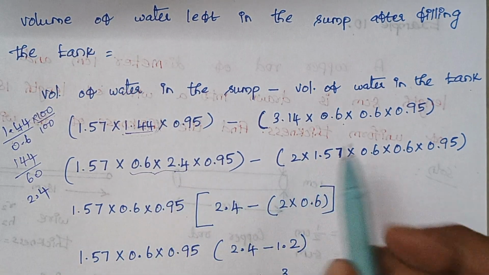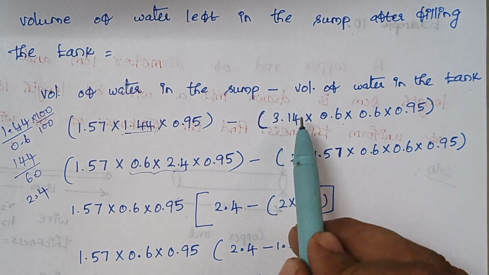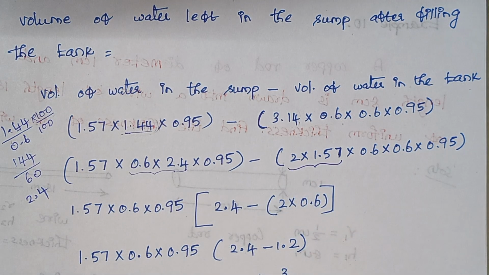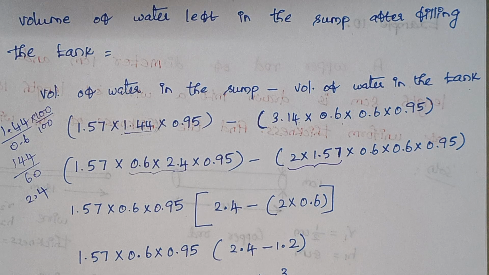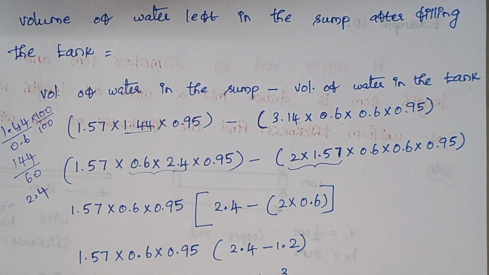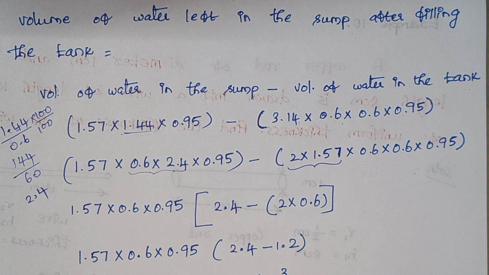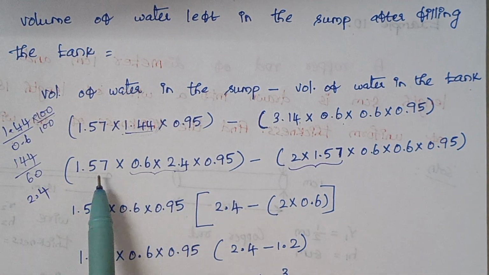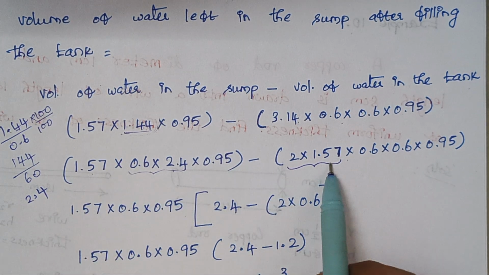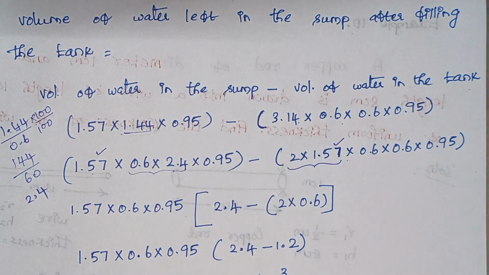And again, you see here I have 3.14. This 3.14 can be written as 2 times 1.57. Even if you directly multiply you can get the answer, that's not an issue. But to make our calculation simpler, try to relate these terms with these terms. It will be very easy for you to solve. Now when you compare these two terms, I have 1.57 and here also 1.57. So 1.57 is a common term.